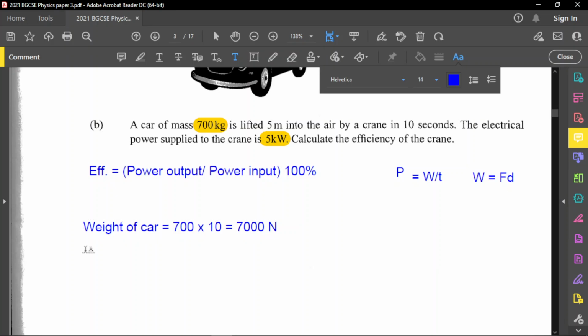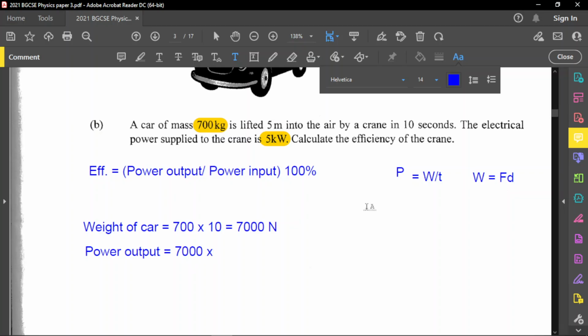So the power output equals, again, power is equal to work over time. And so work is equal to force times distance. We're going to say the force, which is 7,000, which is the weight here. So 7,000 multiplied by 5, which is the distance that it moves, divided by time, and that time is 10 seconds.